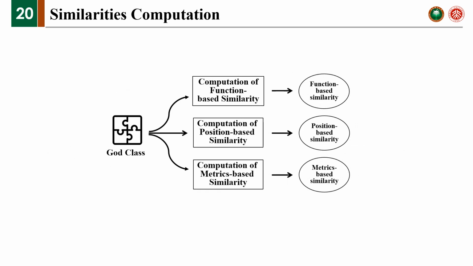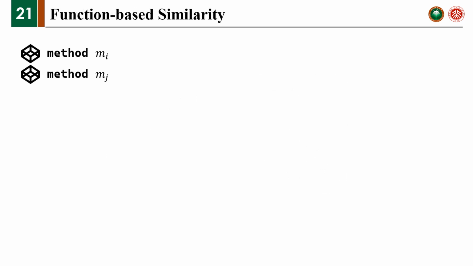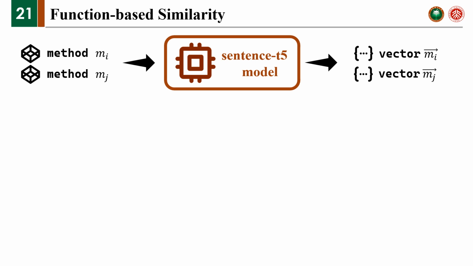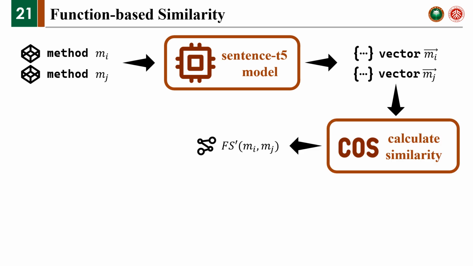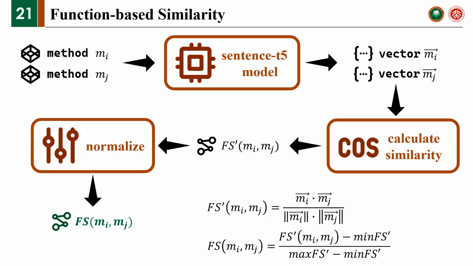Let's start with the computation of the three similarities between methods. We embed the source code of every method into a digital vector using a Sentence-T5 model trained on CodeSearchNet, and the resulting vector may represent its functional information. Then we calculate the cosine similarity between two vectors and then normalize to 0 to 1 to get the function-based similarity between methods.